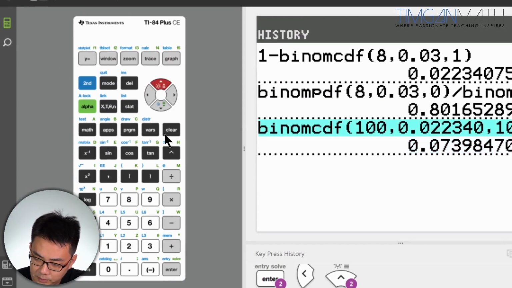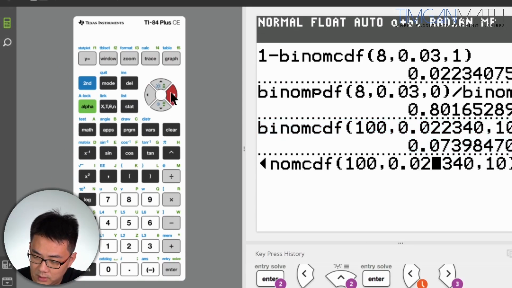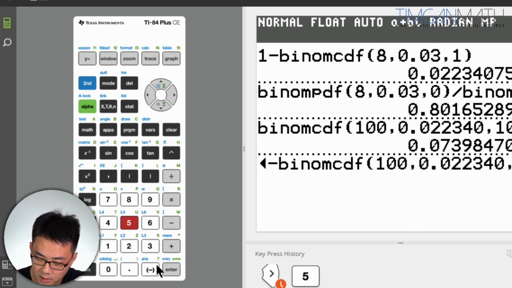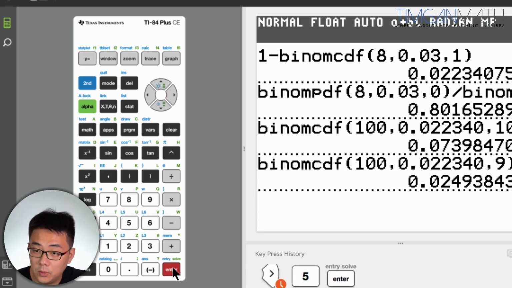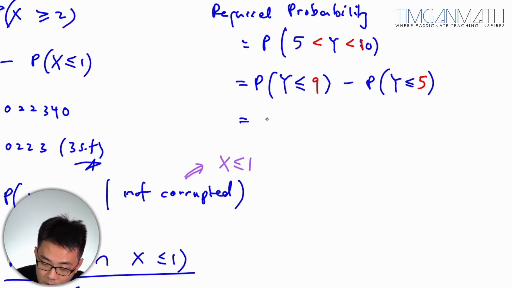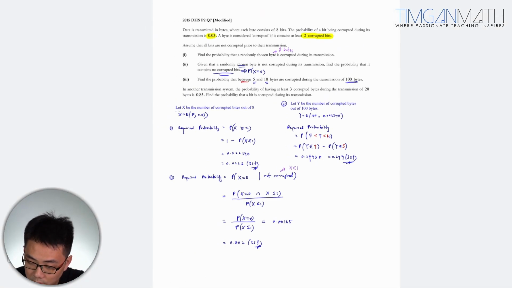This would be 5, is it? Okay, this would be 9. I'll put this as 5. Okay, in calculator, 0.24938. So this is 0.24938, 3SF. Okay, that's how I do this question here.